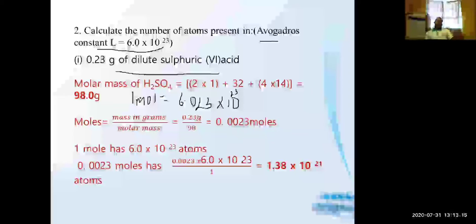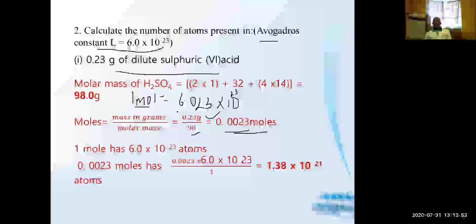For you to get the number of particles, or the number of atoms, present in 0.23 grams of dilute sulfuric acid, you must calculate the moles of that sulfuric acid, where we say that moles is given by mass over the molar mass. So the mass of sulfuric acid is 0.23. Then you divide by 98. You'll be able to get 0.0023 moles.